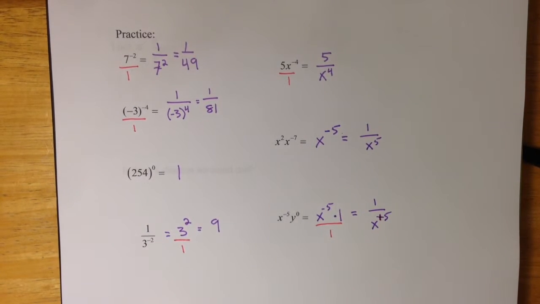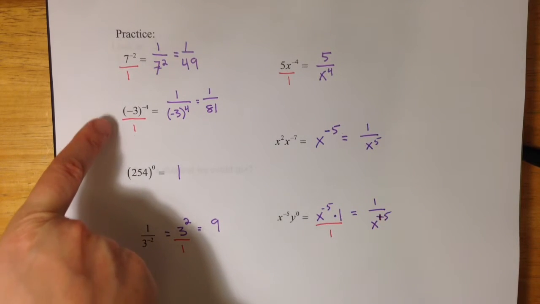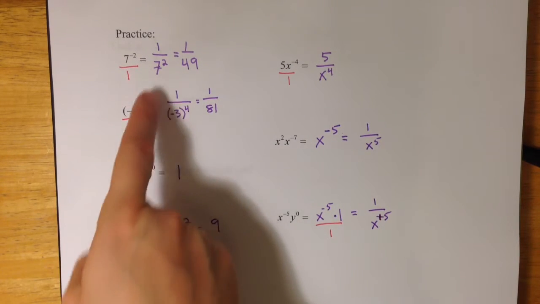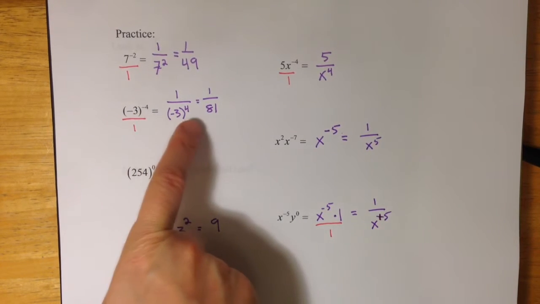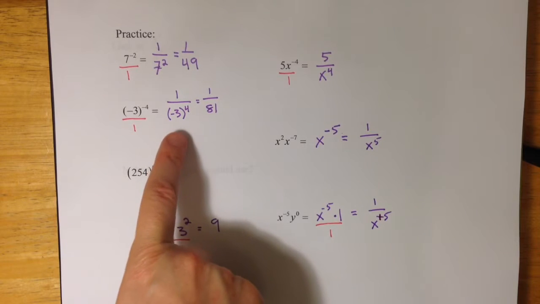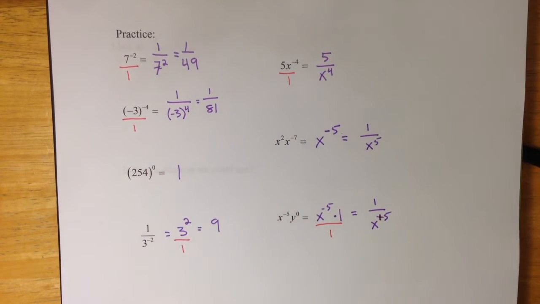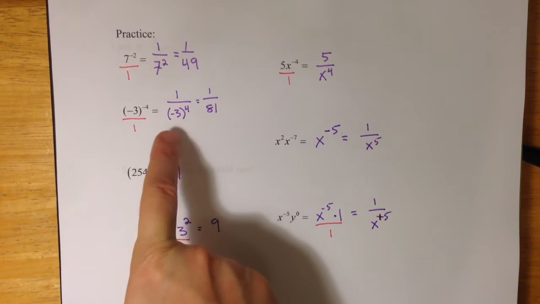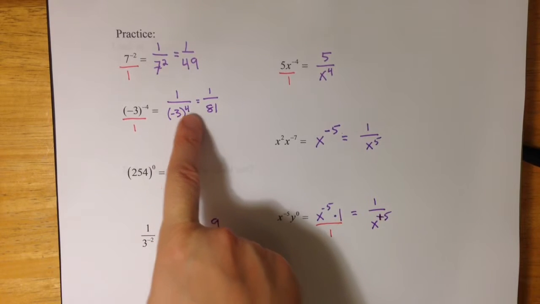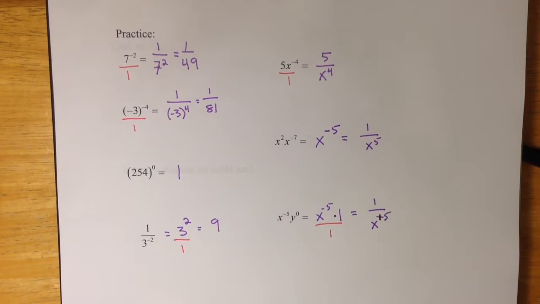For this second one, I did something really similar. I had negative 3 to the negative 4, so I moved the negative 3 down into the bottom of the fraction, which changed the sign on the exponent from negative 4 to positive 4. Notice that the sign on the negative 3 didn't change. Only the sign on the exponent changed. Once I had 1 over negative 3 to the 4th, I took negative 3 to the 4th power and got positive 81. So overall, this is 1 over 81.